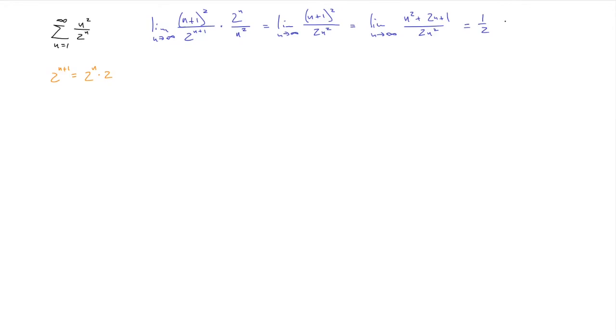And the point is 1/2 is less than 1. And so that tells us that the series we're looking at, the sum n equals 1 to infinity of n squared over 2 to the n, converges by the ratio test.